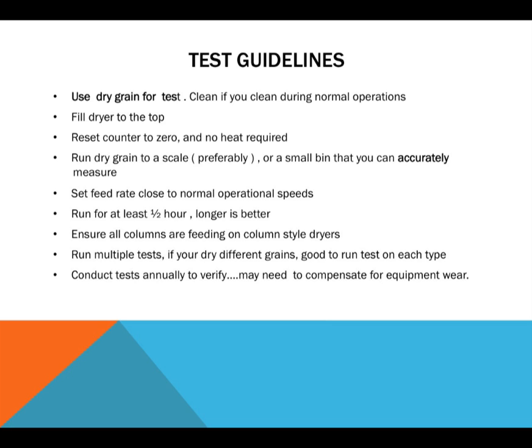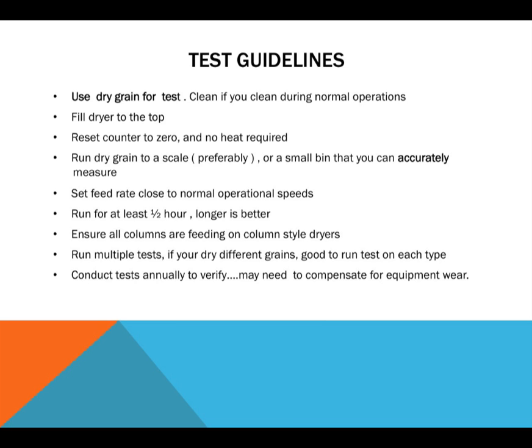Okay? So the test guidelines would basically be this. Use dry grain, fill the dryer to the top, reset the counter to 0. You want to start at 0. No heat is required for this test. You aren't testing anything except how much grain is going through there in a certain amount of time. Set the feed rate close to normal operational speeds. If your dryer normally runs at a 60% feed rate or whatever that is, set it at that and operate it for at least half an hour. Longer is better. And just run the dryer, no heat, don't need any fans.